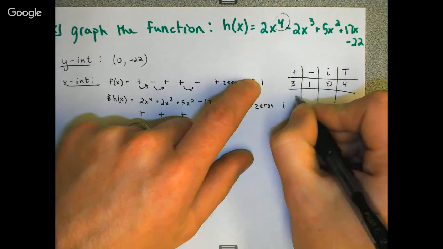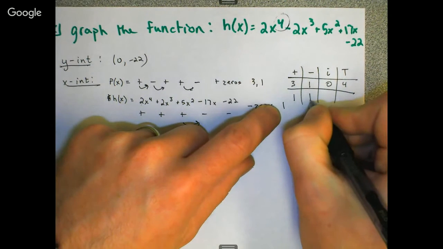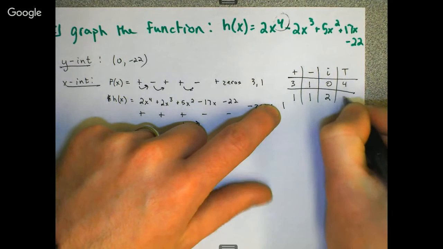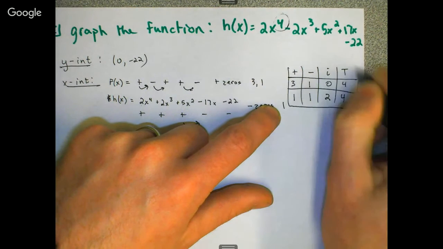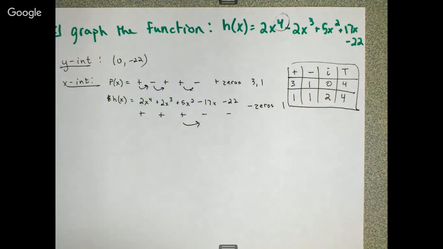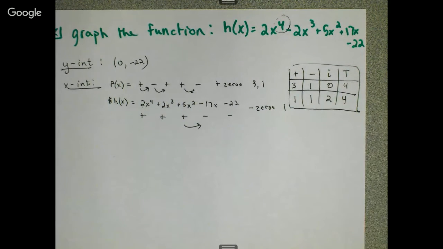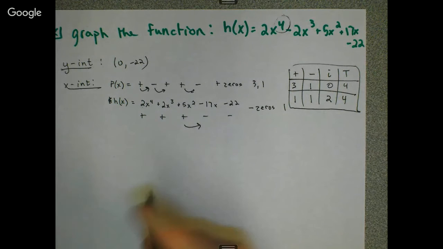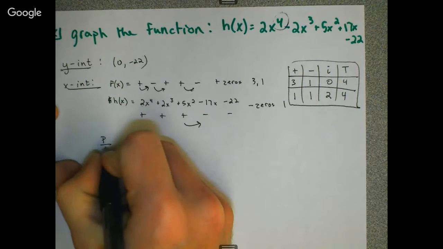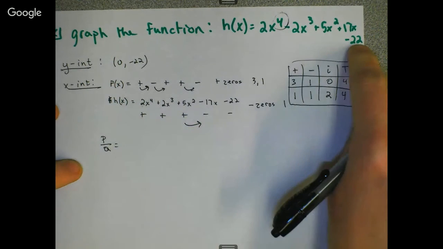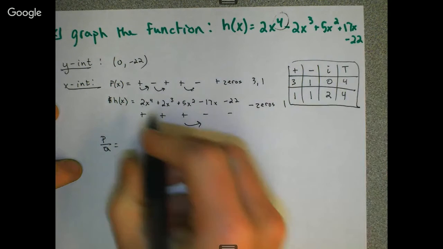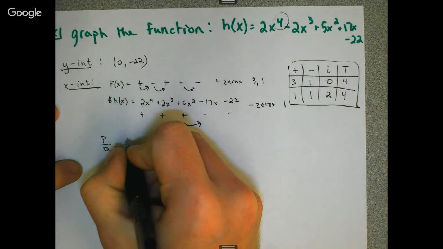I can have 1 positive, 1 negative, 2 imaginary, for a total of 4. And that's all the combinations I can do. So we're either looking for 3 positive or 1 positive, and I'm just looking for 1 negative. So then we go to P's and Q's. So that's factors of 22. So let's see, factors of 22.